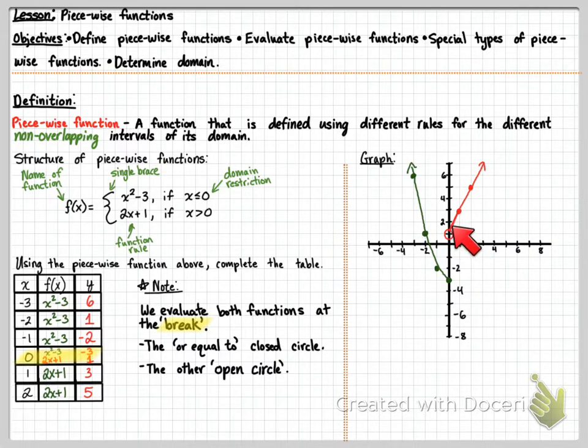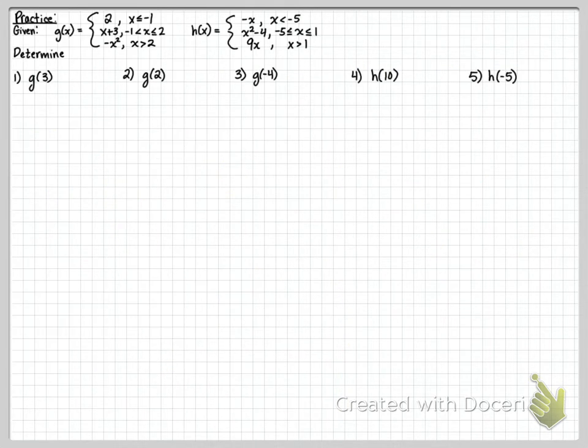Now this gets an open circle because notice there's no equal to sign here. And this one gets a closed circle because of that equal sign there. So we evaluate both functions at the break. Wherever both of the domain restrictions land, which is 0 in this case, we evaluate 0 at this function and this function. The one that doesn't have the equal to sign gets the open circle, and the one that does have the equal to sign gets the closed circle, which I wrote here. And that's when graphing, okay?